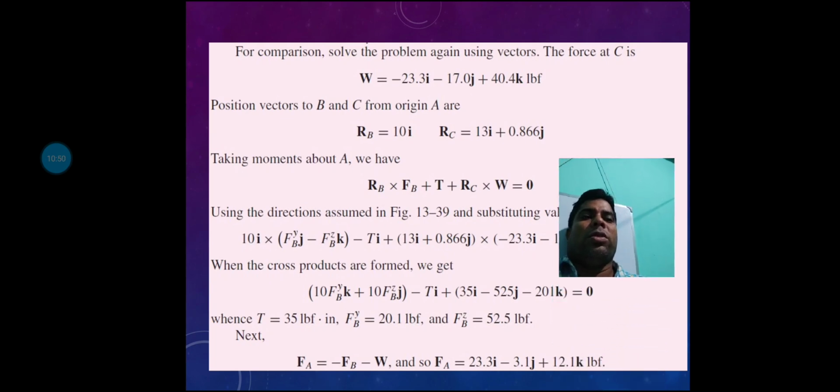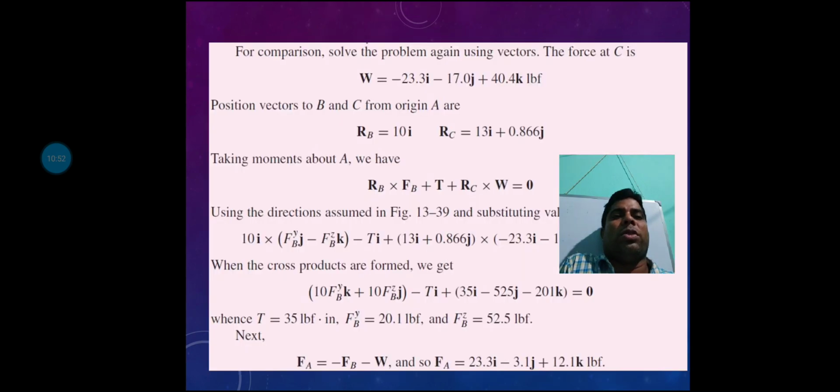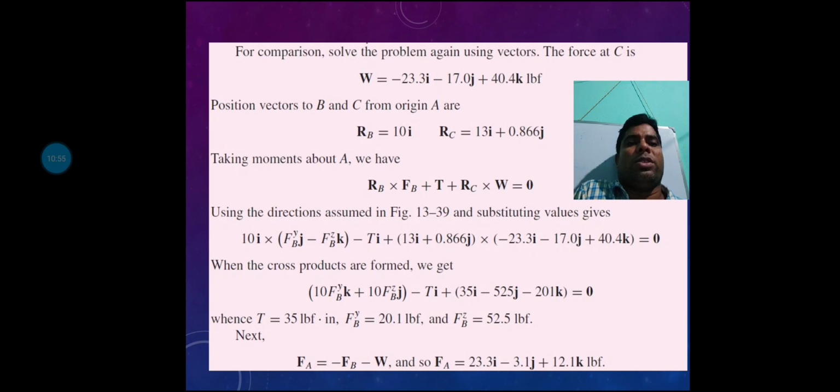And that is actually the reaction, how the system can be followed in these cases. Taking the total moment about A, it will be Rb cross Fb plus T plus Rc cross W equal to 0. If I put in all the values, we get Fa equal to 23.3 i minus 3.1 j plus 12.1 k pounds.